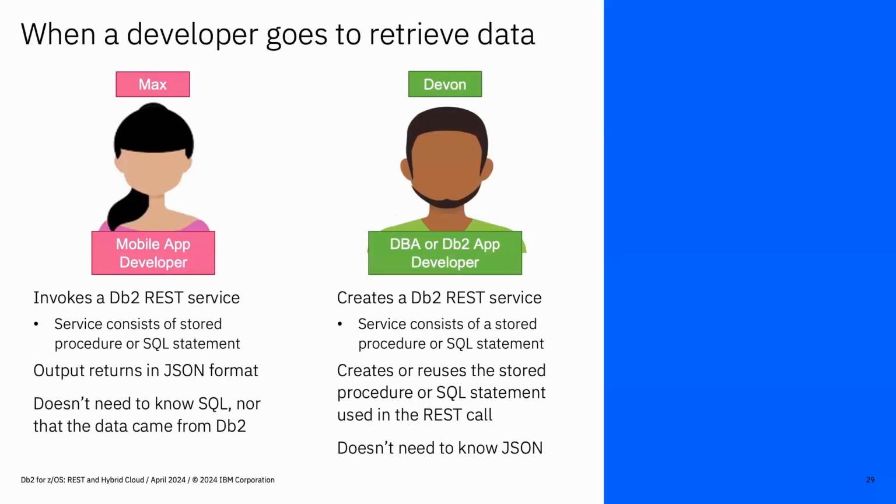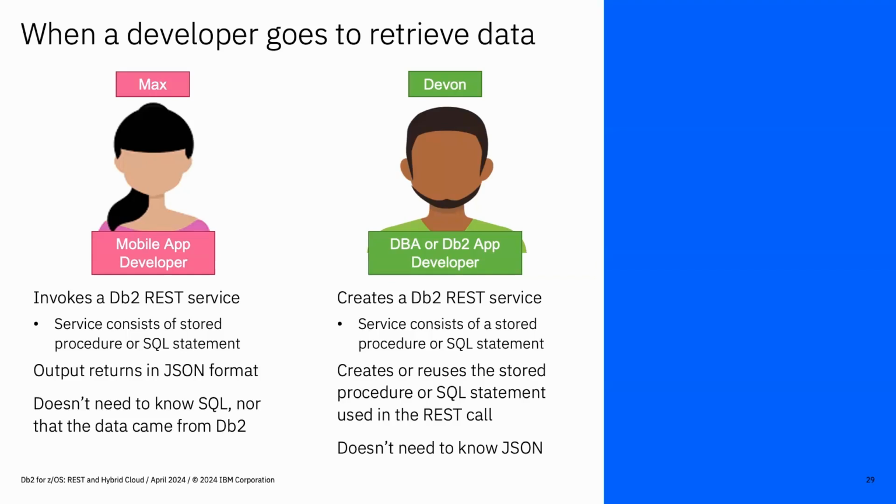So in talking about the flow of using REST services, we have two personas that we're going to talk about in this presentation. First, we have Max, the mobile app developer. And then we have Devin, the database administrator, DBA, or DB2 app developer. I recognize that for some companies, one person might be both of these. You might have a lot of people for each one. But for the case of this presentation, we're going to be talking about them as if they're two distinct personas.